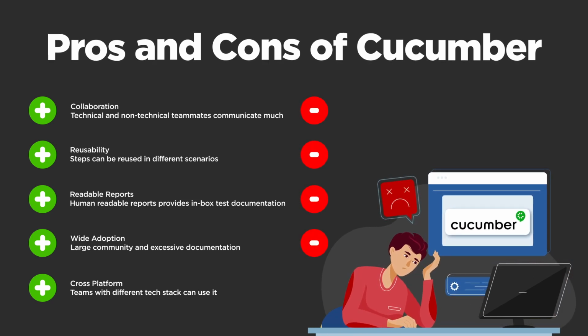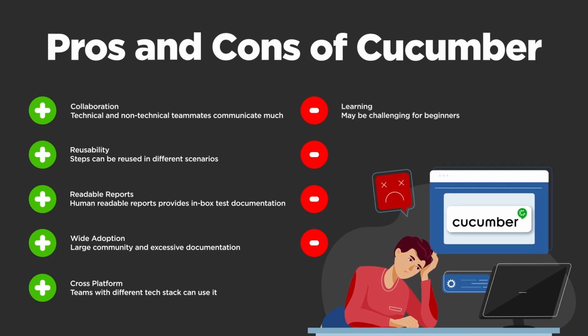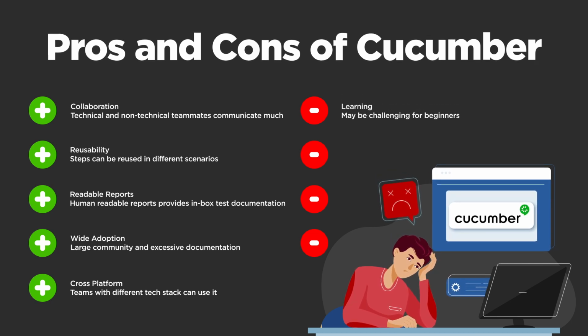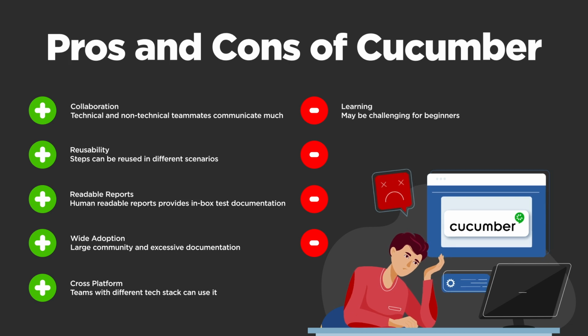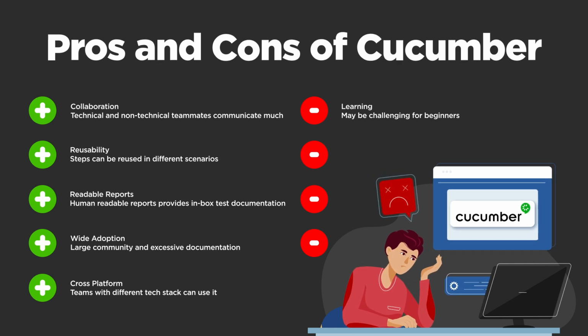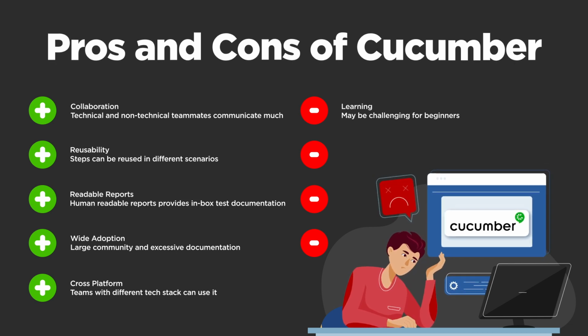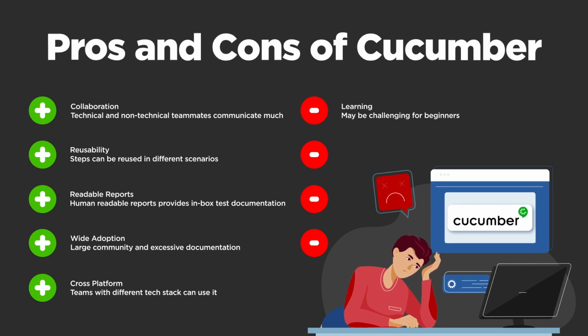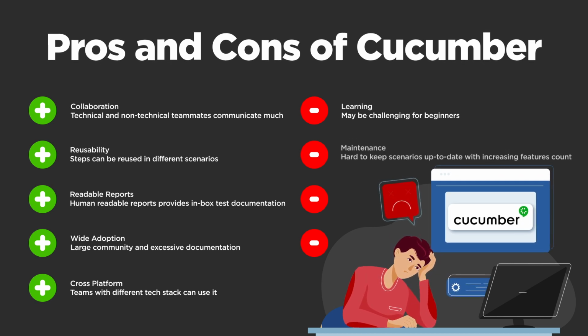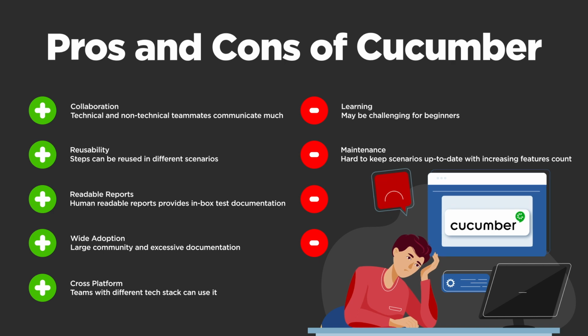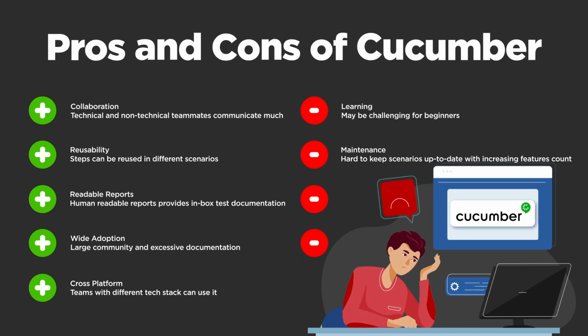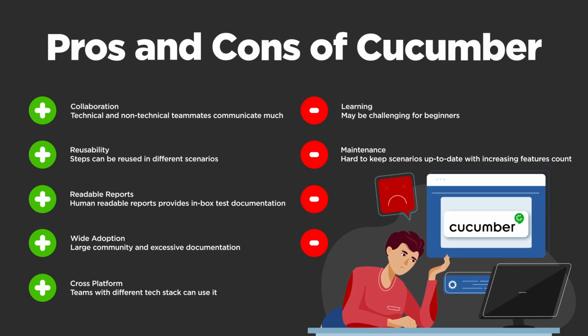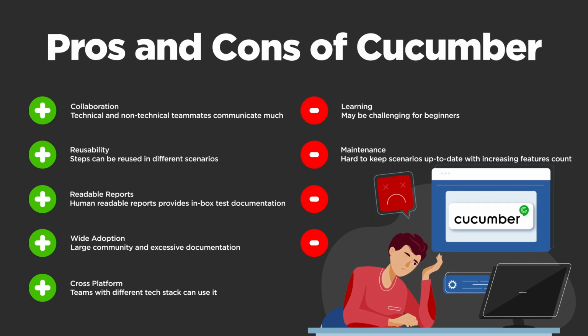The first and the most important is the learning curve. Writing effective Gherkin language specifications and mapping them to Java code can be challenging for beginners. The second con is maintenance. As the number of scenarios grows, maintaining step definitions and keeping them up to date can become complex.